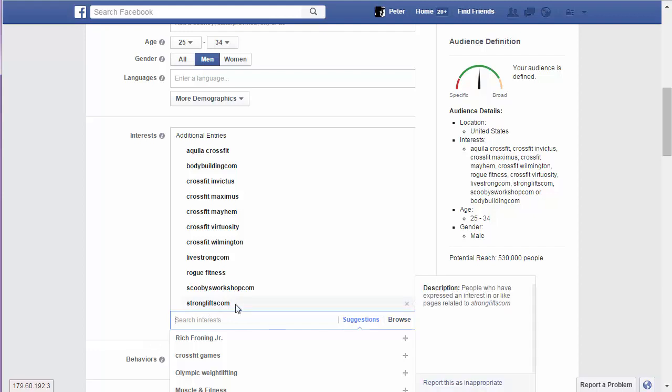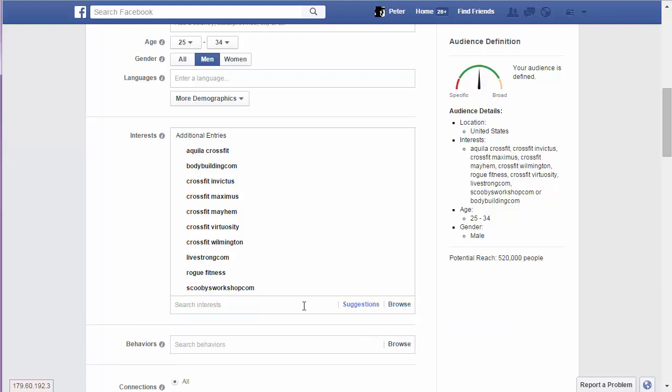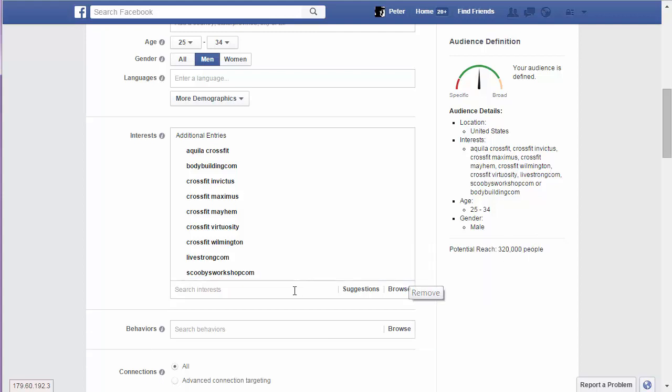Let's just take that. Where was it? There it is, StrongLifts. Right, let me just take that one out just to see. No, it wasn't that. So maybe it's Rogue Fitness. Yeah, so Rogue Fitness is responsible for a huge number, 200,000 people were fans of that, or sorry, it was related to that.